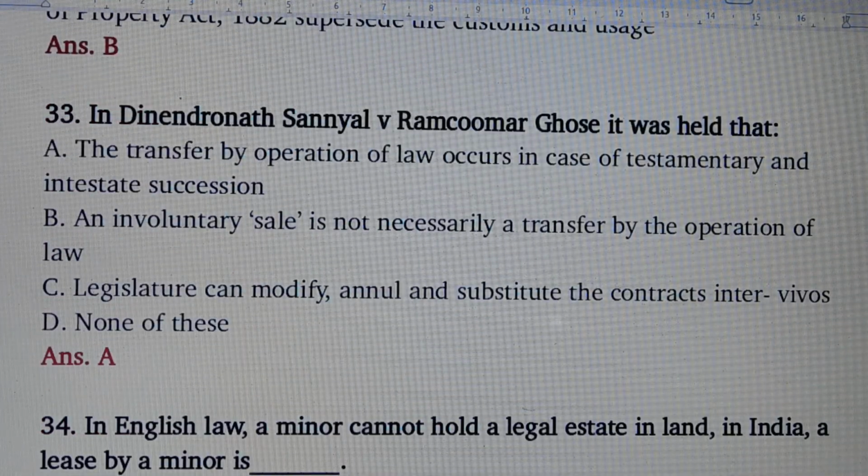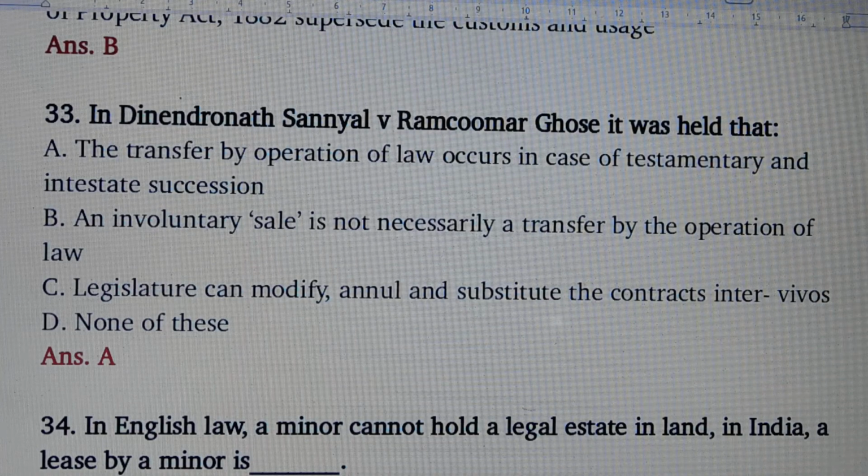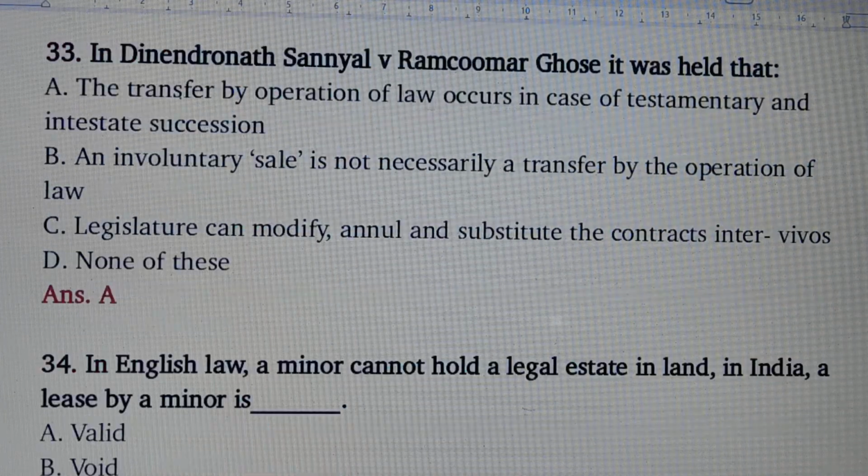Question number 33. In Dinendranath Sanyal versus Ram Kumar Ghosh, it was held that, answer is option number A, the transfer by operation of law occurs in case of testamentary and intestate succession.